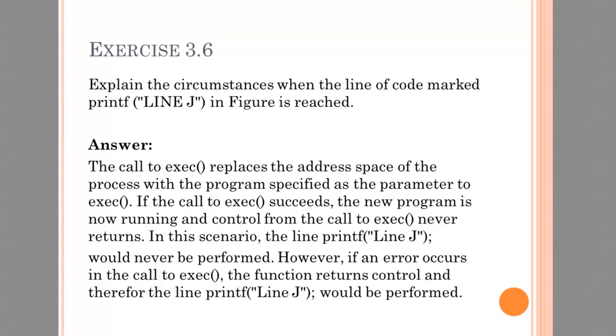So this is the answer that came with this exercise. The call to exec replaces the address space of the process with the program specified as the parameter to exec. If the call to exec succeeds, the new program is now running and control from the call to exec never returns. In this scenario, the line printf would never be performed. However, if an error occurs in the call to exec, the function returns control and therefore the line printf would be performed. Does this make sense?